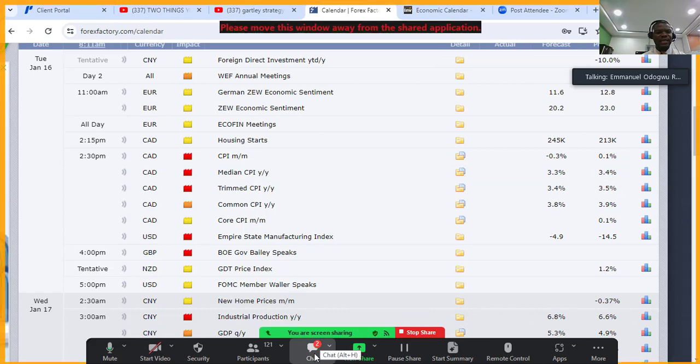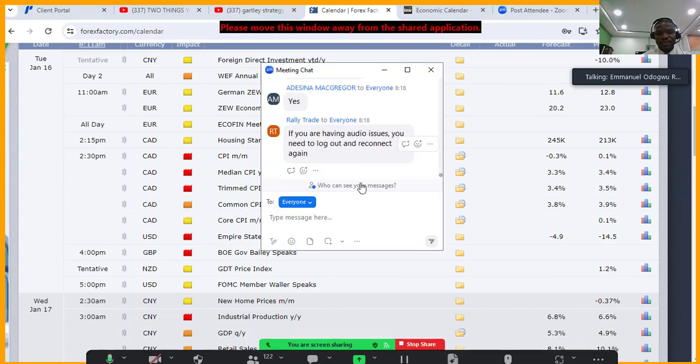Okay, I think we are done here. We have really spent up to 20 minutes talking about fundamental analysis. So let's switch over to our chart so that we can do some technical analysis.